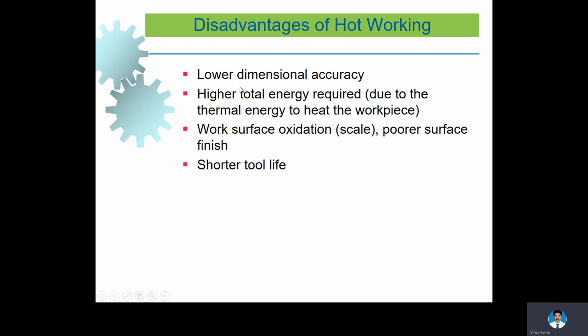Disadvantages of hot working are lower dimensional accuracy, because we are heating the material and then deforming it, so because of the temperature change there will be lower dimensional accuracy. Higher total energy is required because we supply heat energy. Work surface oxidation is another concern: at higher temperature, oxides will be produced. Surface finish will be poorer, accuracy lower, and tool life shorter because of the higher temperature.